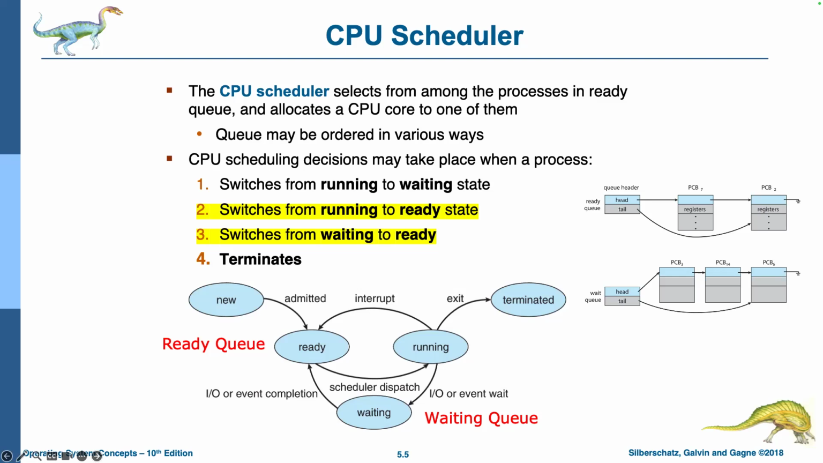So queues may be ordered in various ways. You have two queues: this is the ready queue, and this is the waiting queue. What's the data structure used for the queue? Is it the PCB? The PCB is for the process. It saves the state, the registers, all the status information.